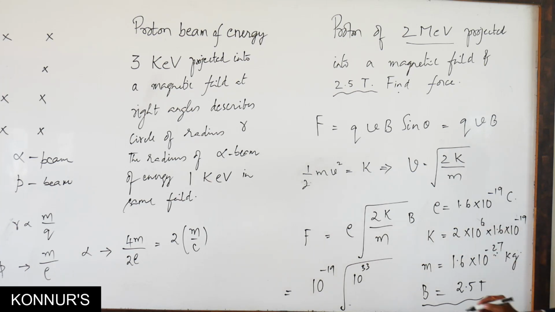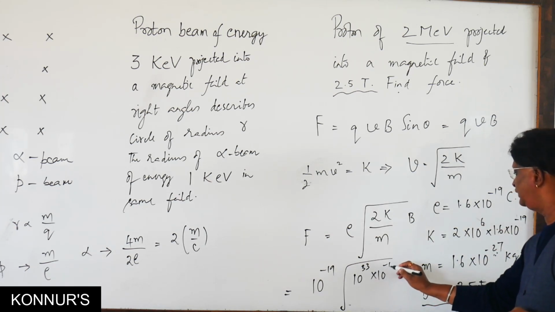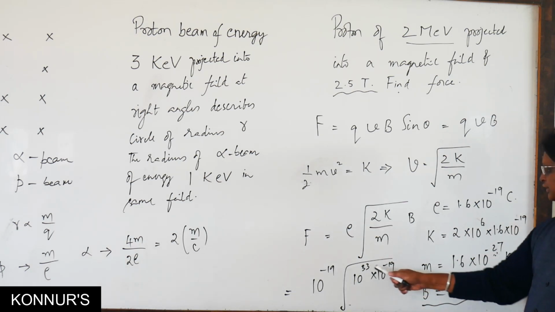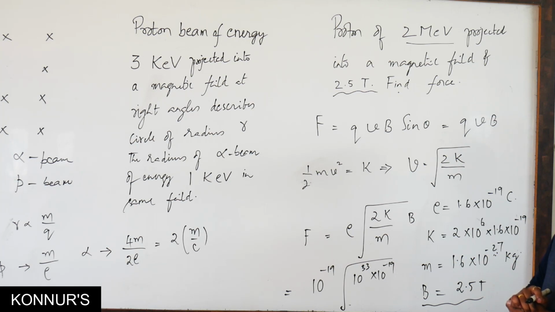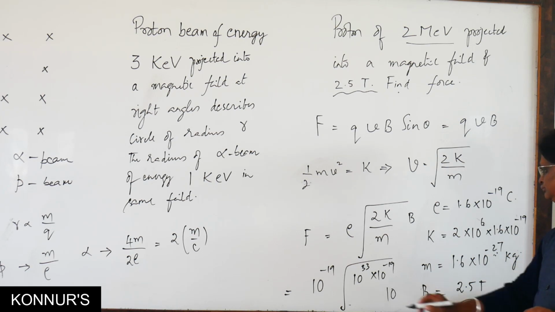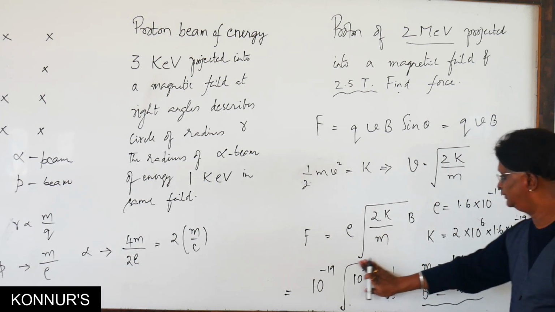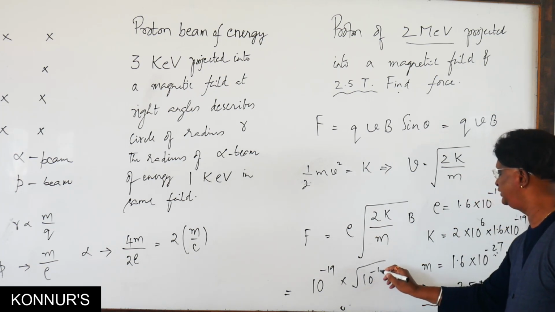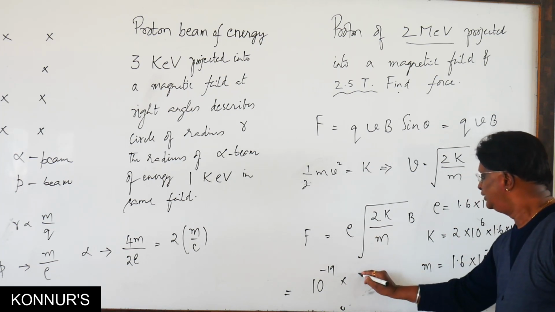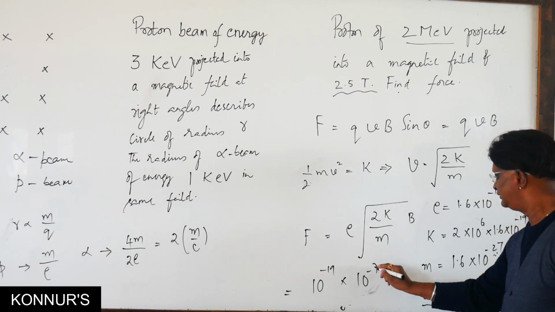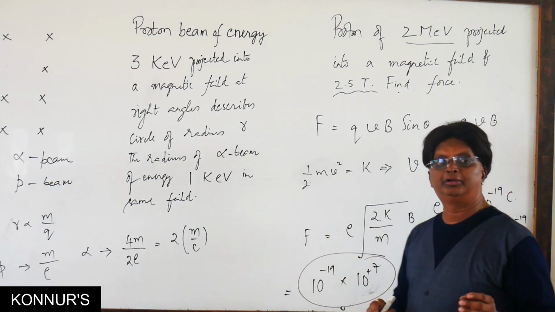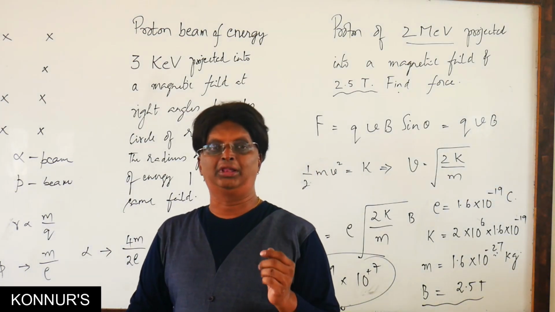this is 33, and then this is 10 raise minus 19, right? So 33 and 19, yes, you will get it as 14 order. 10 raise 14 order. So this is 10 raise into under root 10 raise minus 14, which will be 10 raise minus 7. So 10 raise plus 7. So final order you are getting as 10 raise minus 12 Newton.